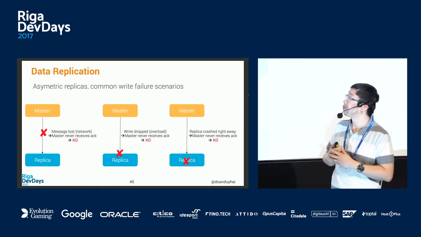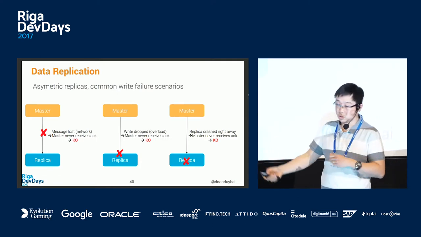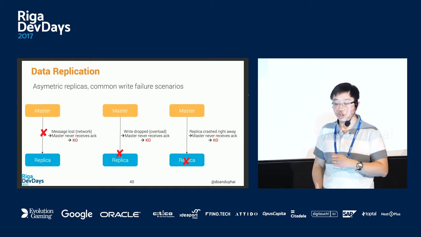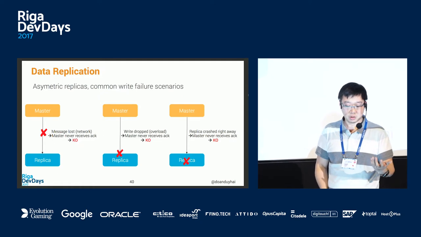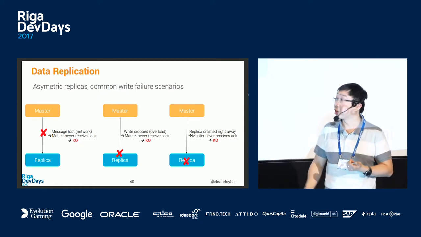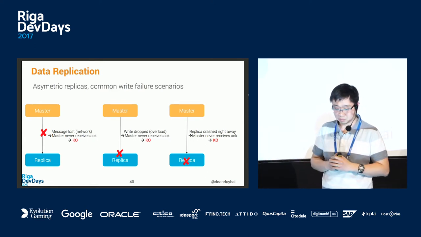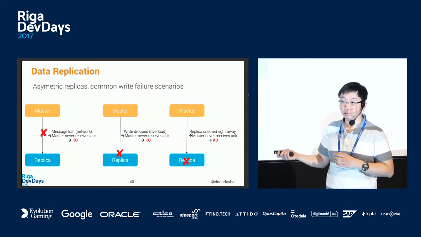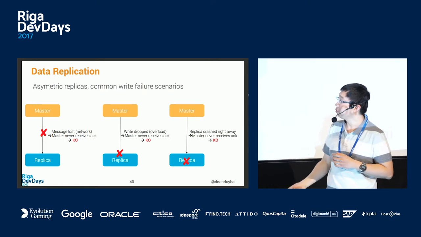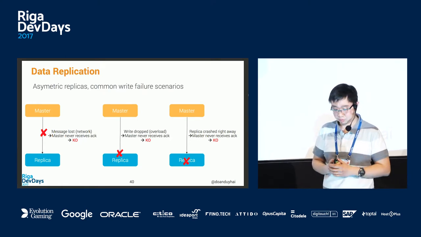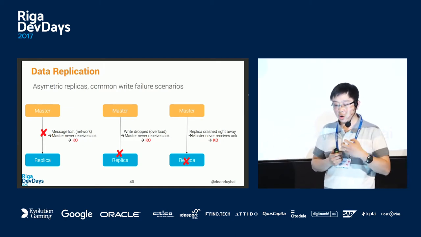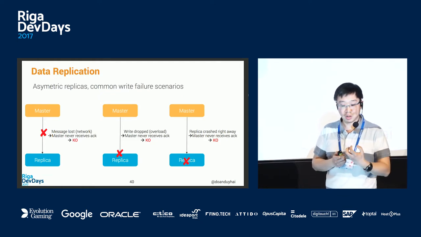We talked about failure before, right? So, first scenario, the master sends the write request to a replica, but because of some network issue, the replica never received the write request. So it will never acknowledge the master. The write is KO. Okay. The replica can receive the write request, but can drop the write because it is overloaded. So, it is a KO. Fine. The third scenario is the replica just crashed right away after receiving the write request, but before sending the acknowledgement. KO.